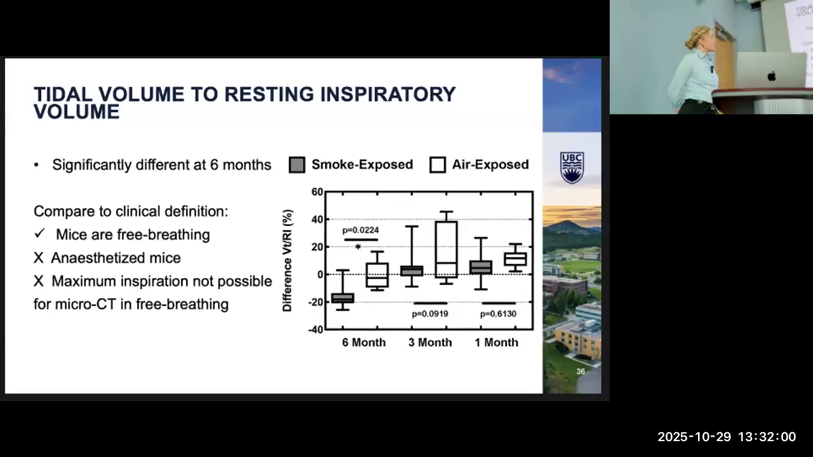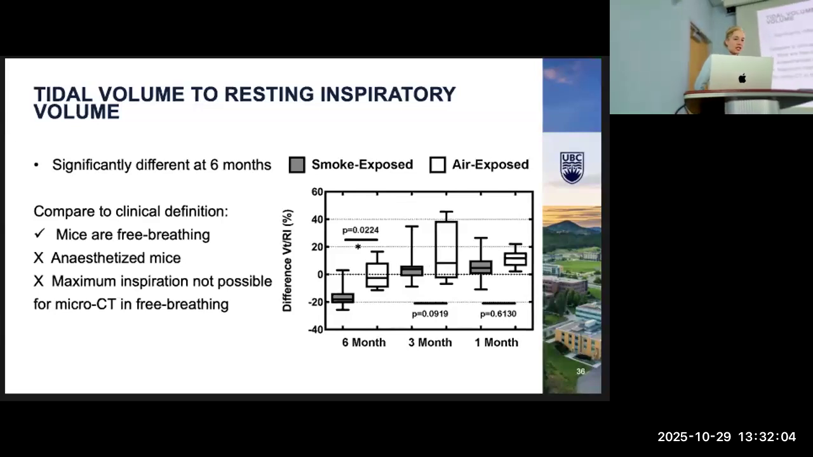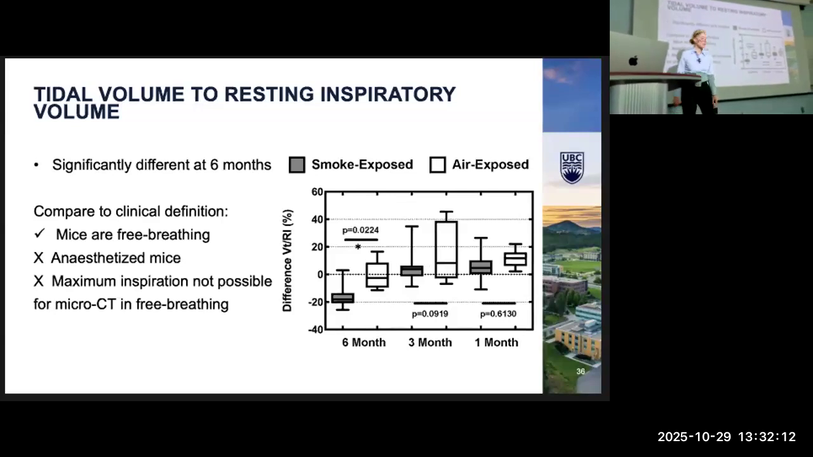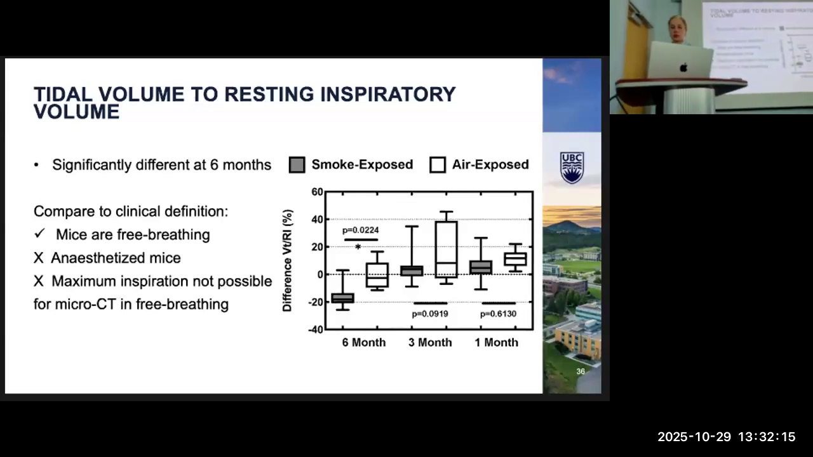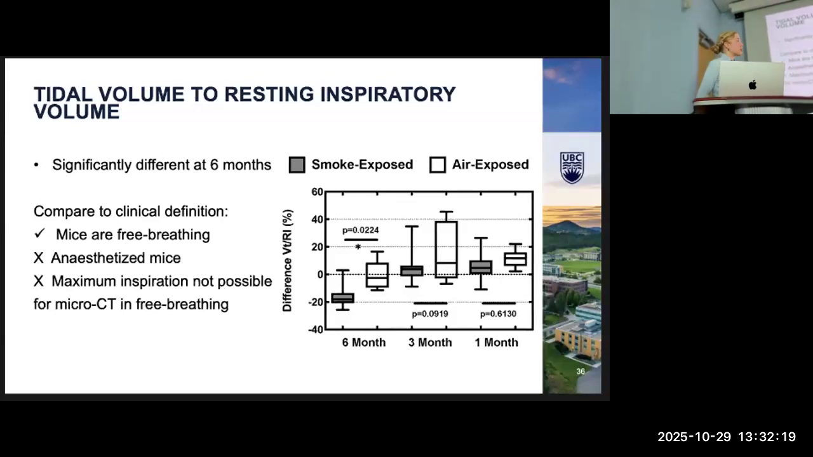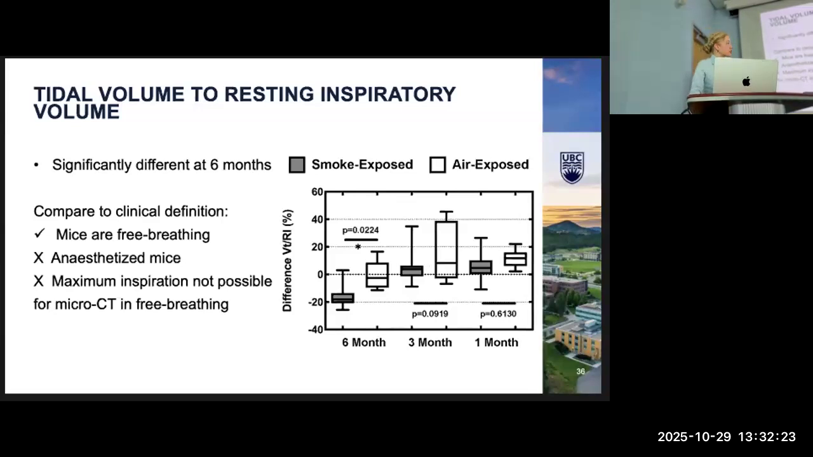And then we also did the tidal volume to resting inspiratory volume. This is similar to a metric that is used clinically. In this case, we have a reduction for our 6-month smoke-exposed group that is statistically different from the non-exposed group. So we did see a few metrics that showed statistically significant differences.